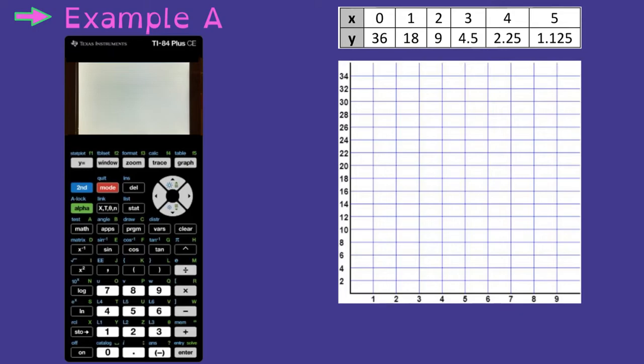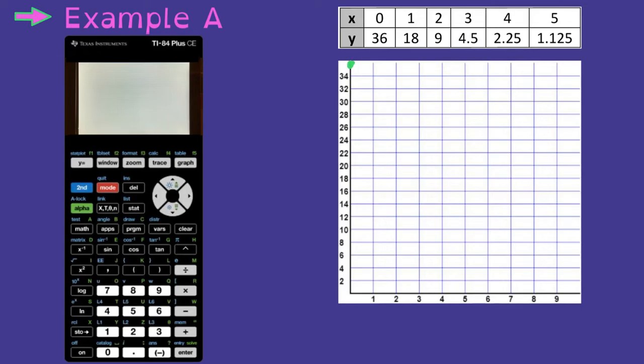So the first one is going to be with our TI-84 calculator. But first, let's go ahead and take the table data and put it on our graph. So the first coordinate, 0, 36, you notice my y-axis only goes to 34, so at the very top we'll make our 36 and put a point.